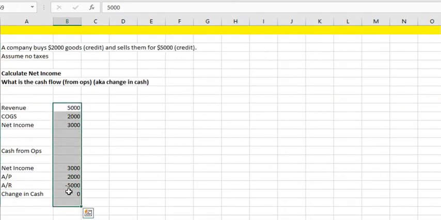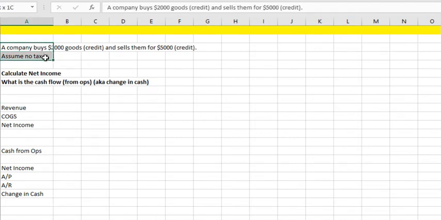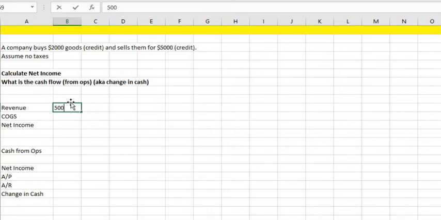Let's look at a different scenario where a company is buying goods for $2,000 credit and selling them for $5,000 credit. In this case, there is no cash transaction, so the change in cash needs to be zero. Let's calculate the revenue. It is $5,000. Cost of goods sold is still $2,000. Net income, assuming no taxes, is $3,000.